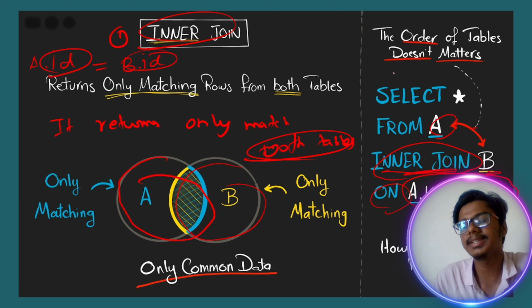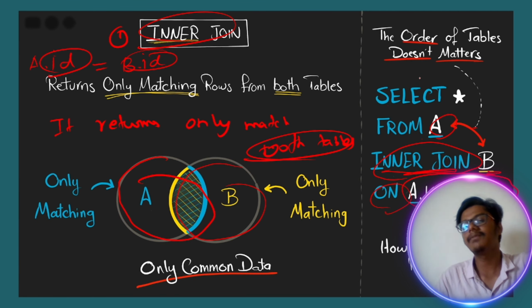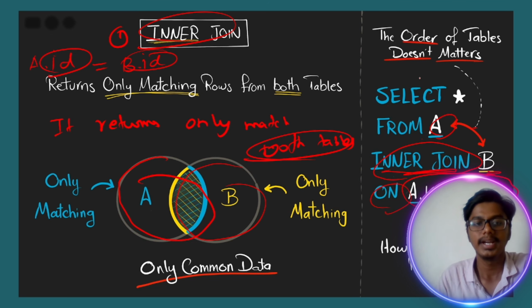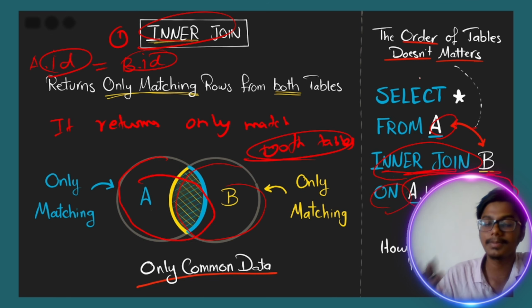The order of the table doesn't matter, but it will only combine the common data. What data is available in A and what data is available in B. That's what I'm going to say. It returns only the matching rows from both tables. That's how the inner join actually works.